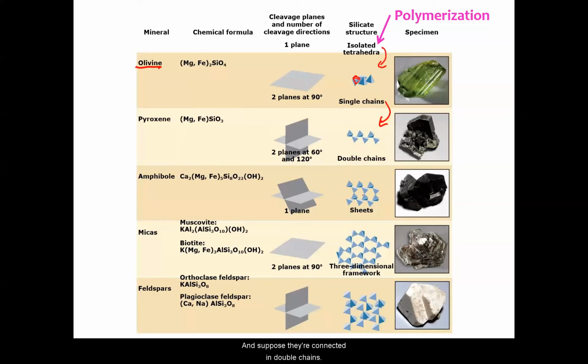In amphiboles, they're connected in double chains that are double wide. In micas, as we saw before, they're connected into sheets. In feldspars, we'll see they're connected into a 3-dimensional framework. Be on the lookout for another video where I talk about that in depth for each of these minerals, and I show you the structures a little more carefully. You'll also see those in lab.